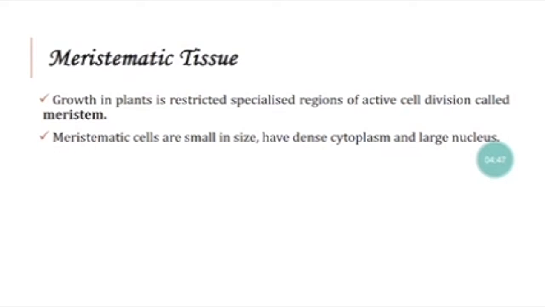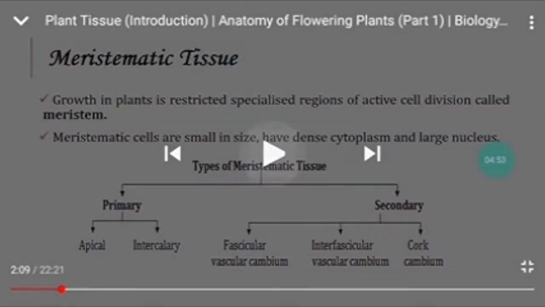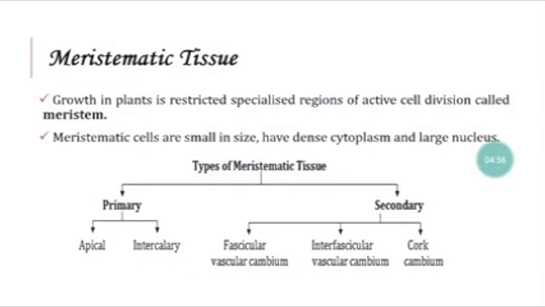You have to learn four basic concepts in this topic. So what is the meaning of meristematic tissue? The meristematic tissue means the cells divide continuously for growth in the plant body, and that group of cells is called meristematic tissue.